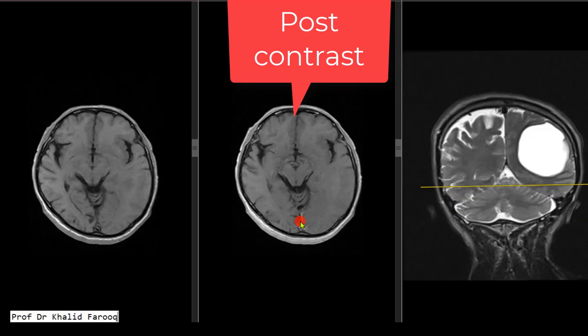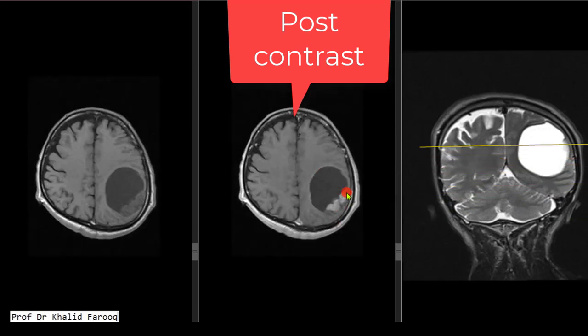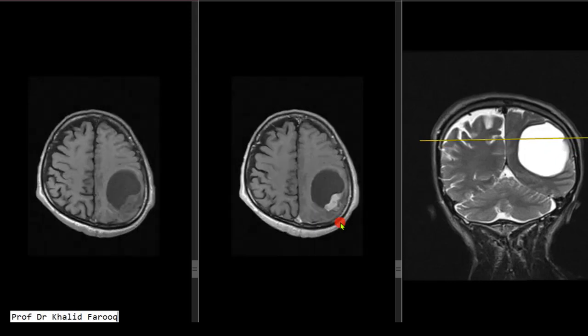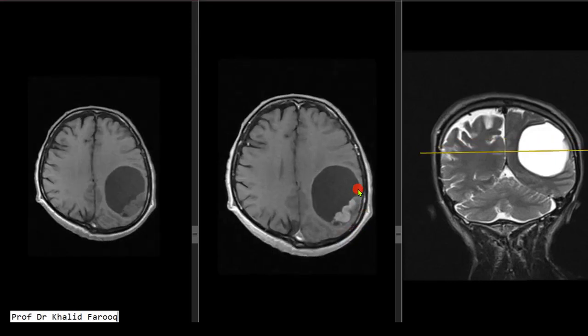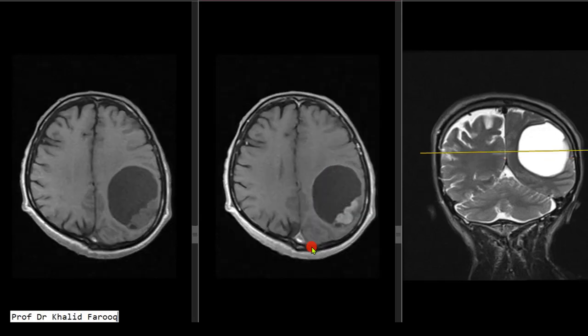We can see this is axial post-contrast image. Solid component shows post-contrast enhancement. Here we can see there is subtle peripheral post-contrast enhancement in its walls.